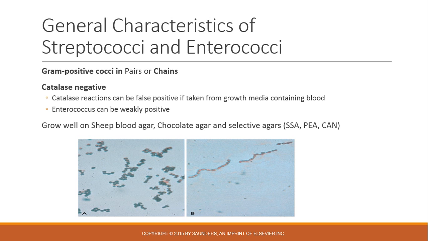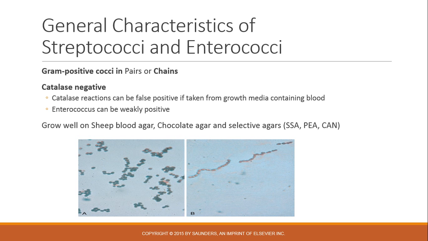Enterococcus can be kind of tricky because he's very weakly positive, but you'll see it in lab today. Enterococcus is very, very gentle, slow production of bubbles. And what are we looking for on the catalase? A vigorous production. So we want to see like a violent production of bubbles. If it's not violent, then it's negative.